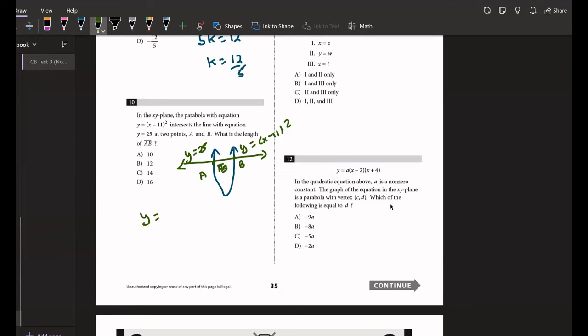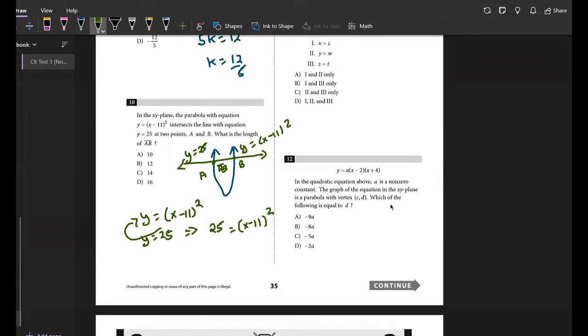So we'll use the value of y to find the values of the two x coordinates. Y is (x minus 11) the whole squared. Y is also 25. So you can equate, or you can put this 25 here. So that's going to be 25 equals (x minus 11) the whole squared.